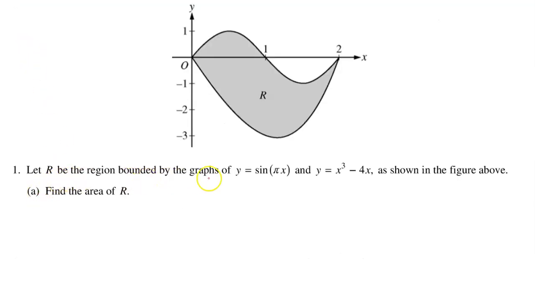Let R be the region bounded by the graphs of y equals sine pi x and y equals x to the third power minus 4x as shown in the figure above. For part A, we will find the area of region R.